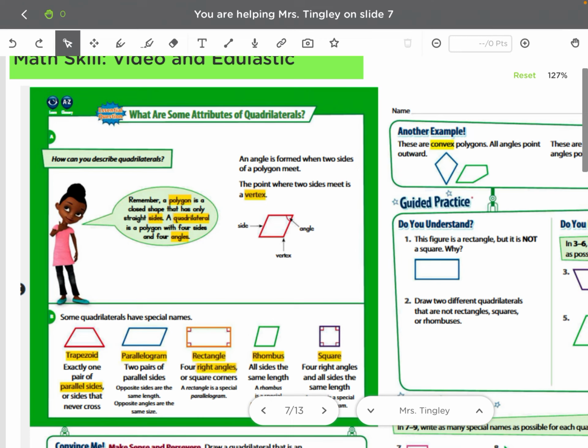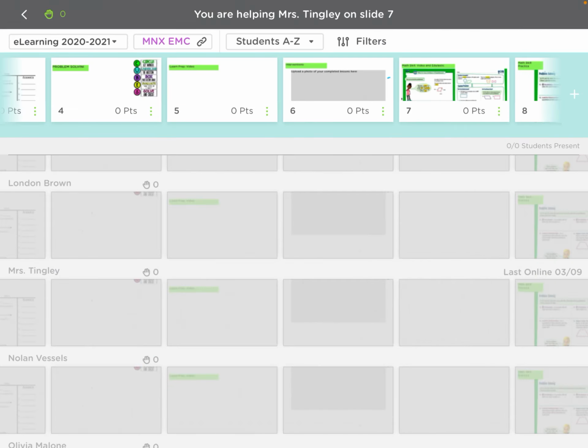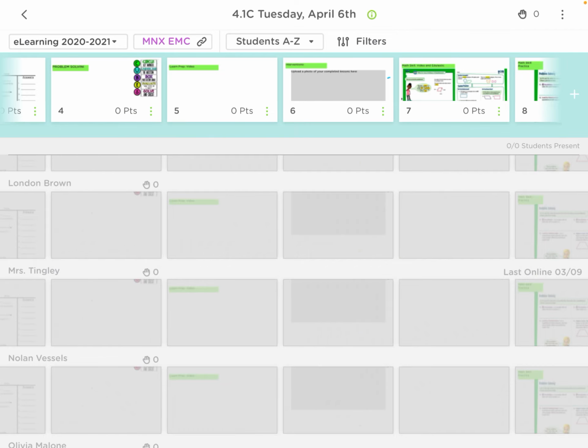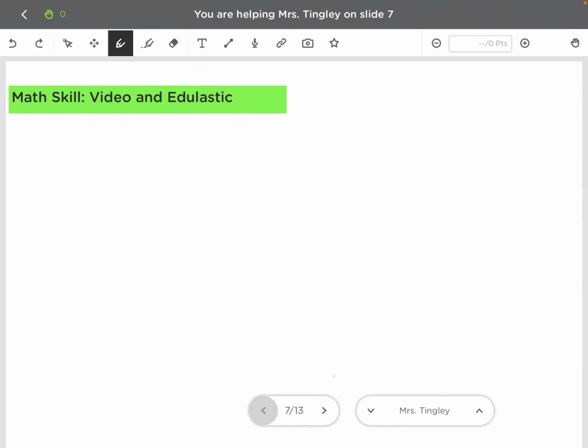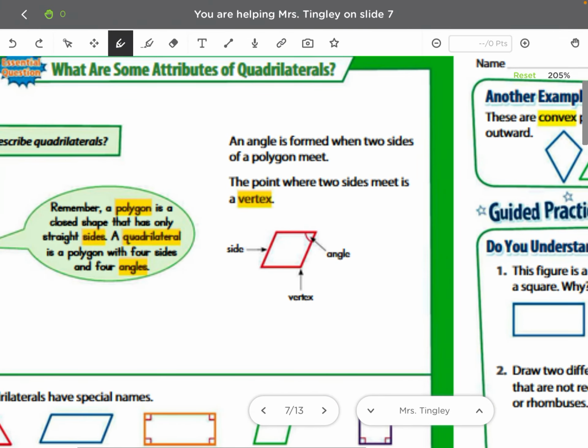Now, the type of shapes we're going to be talking about today are called quadrilaterals. I want you to say that out loud. Quadrilaterals. Quadrilaterals have four sides. Four sides.